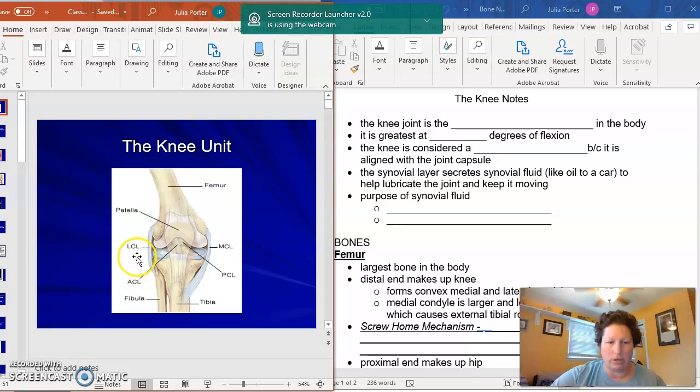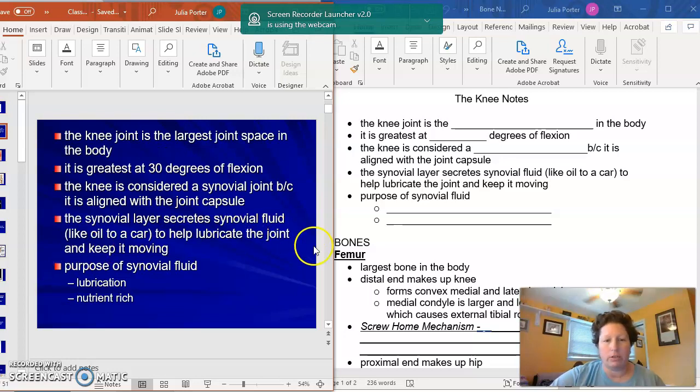You can see also that you have 4 ligaments in and around the knee. 2 of them are inside the knee, called the ACL and the PCL, and then you have the MCL and the LCL on the outside. We'll get to those in the soft tissue section, so we're not going to worry about those right now. And then you have the patella. As you can see, the patella protects the front of the knee.